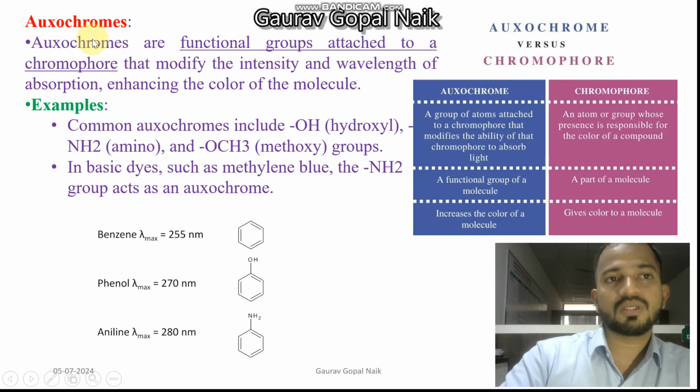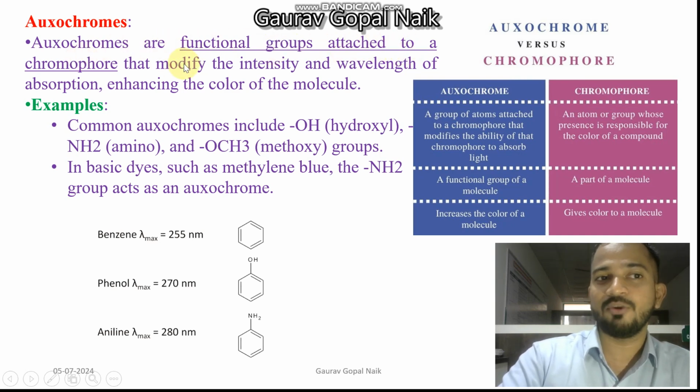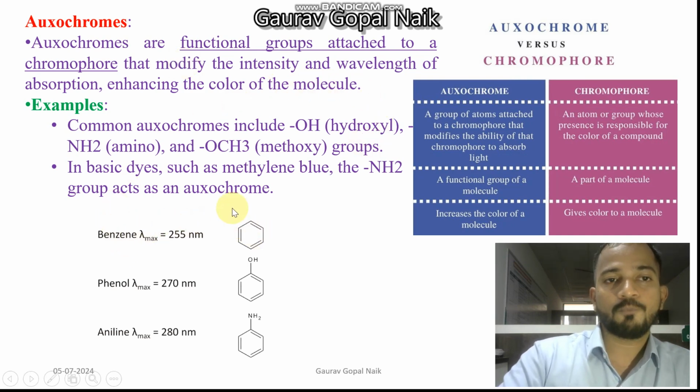Coming to auxochromes. Auxochromes are functional groups attached to a chromophore that modify the intensity and wavelength of absorption, enhancing the color of the molecule. Examples of auxochromes are hydroxyl, amino or methoxy groups. As we can see, this is the effect of hydroxy and amino group on the lambda max.